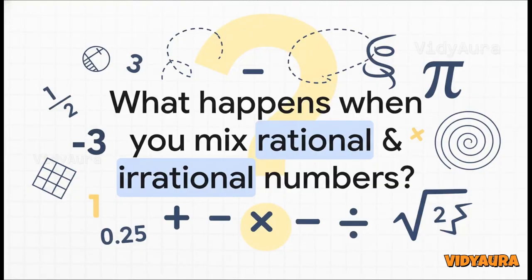You've got your rational numbers, the nice, tidy ones like integers and fractions. And then you've got the wild ones, the irrational numbers, like pi or the square root of 2. So what happens when you mix them? Does the answer stay nice and tidy, or does it get a little bit wild too?